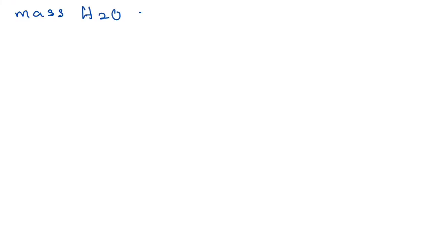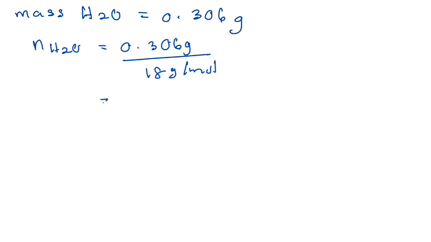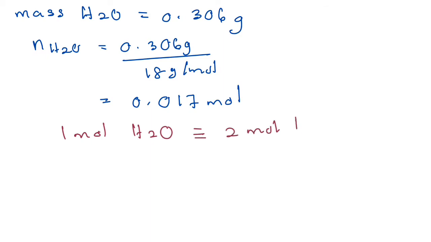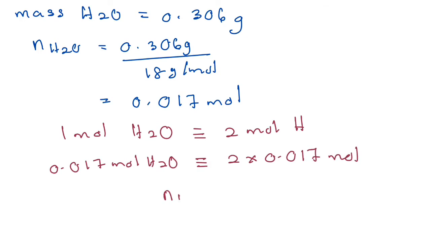Now, we will repeat the same procedure to identify the mass of hydrogen. Since we have the mass of water, we can calculate the number of mole of water. From the number of mole of water, you can write a comparison, which is 1 mole of water is equal to 2 mole of hydrogen, because we have H2O. If we have 0.017 mole of H2O or water, then you have the number of mole hydrogen by 2 times 0.017 mole. The number of mole hydrogen is 0.034 mole.